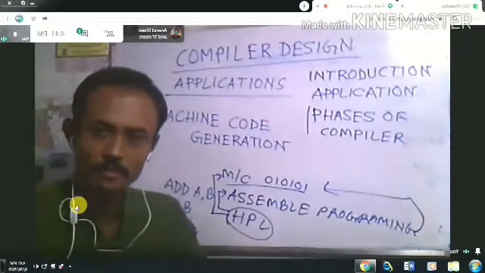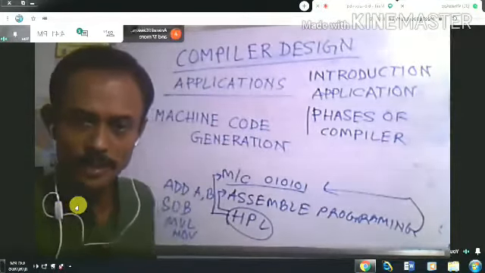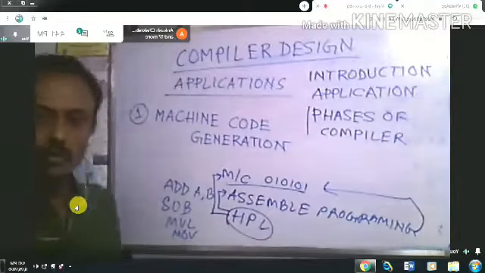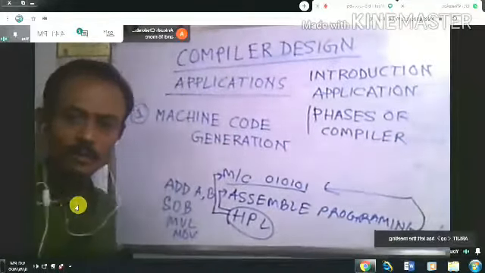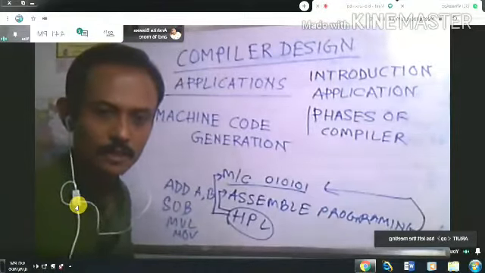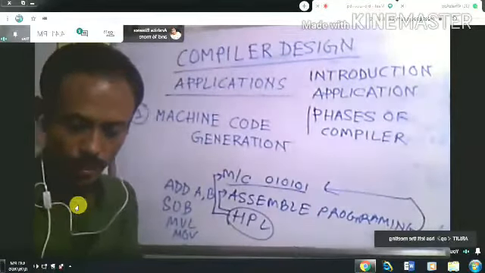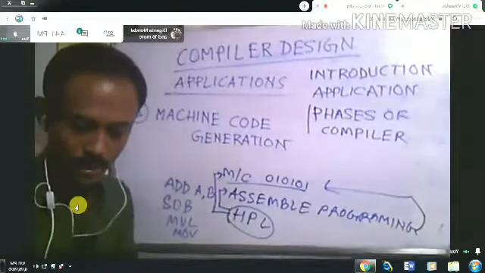That's why this is one of the important applications of the compiler. So what is the application? The application is called machine code generation. Clear? So the machine code generation concept, I think, should be very easy. You understood the concept of machine code generation.